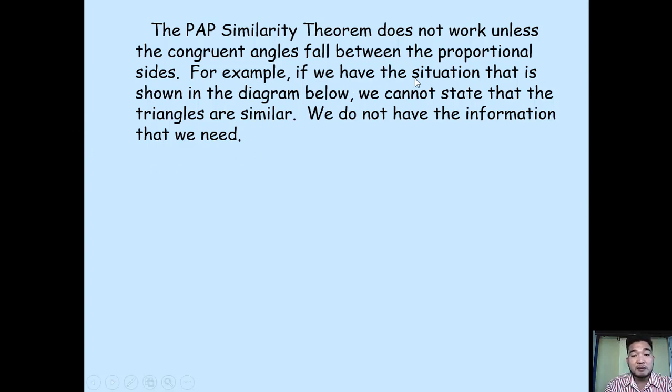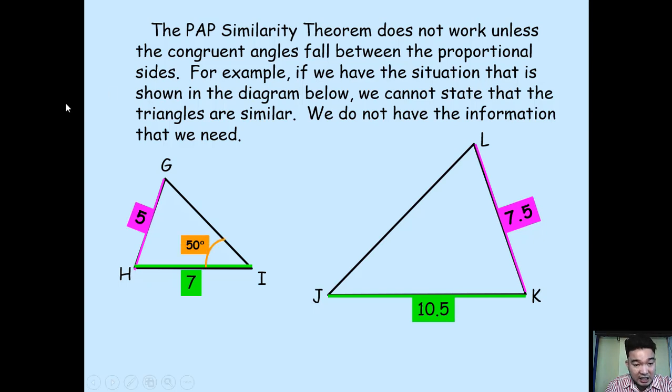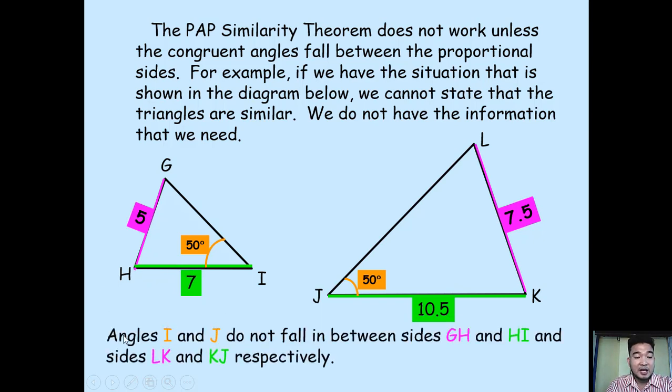For example, if we have the situation shown in the diagram below, we cannot state that the triangles are similar. We do not have the information that we need. For example, it's 5 and 7.5, that's 7 and 10.5, and the angle is here at I, and the angle is here at J. Though these two angles are congruent, we cannot say that these two triangles are similar because the angle does not fall in between the two proportional sides. So angles I and J do not fall in between sides GH and HI and sides LK and KJ respectively.